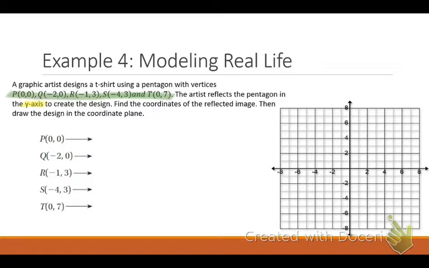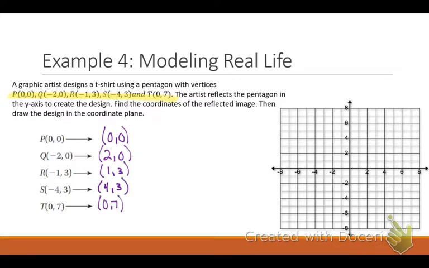So they want you to find the coordinates. Find the coordinates of the reflected image. You're going to write that next to each original ordered pair. Then draw the design, the entire design, in the coordinate plane. All right, so 2 steps. We're just basically building on what we've already done in our examples. You're going to find your new coordinates based on your line of reflection, and then plot the design in the coordinate plane. Okay, so here comes the ordered pairs.